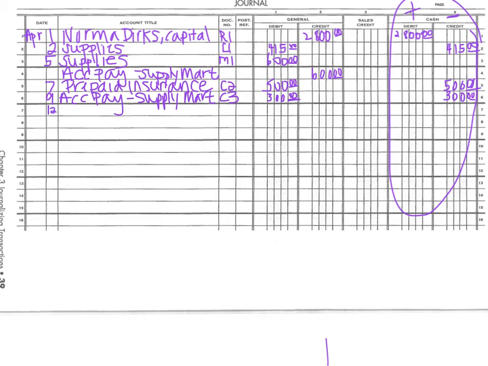So on April 12th, we paid cash for rent. So I need to write rent expense. And we paid with check number 4. Okay, if I paid cash, that means my cash is decreasing. So I would need to credit cash for $650.